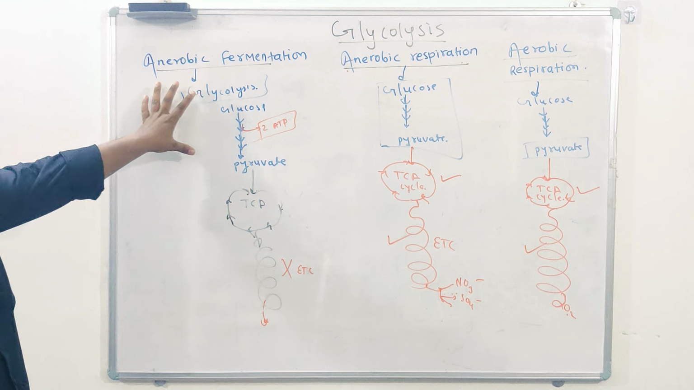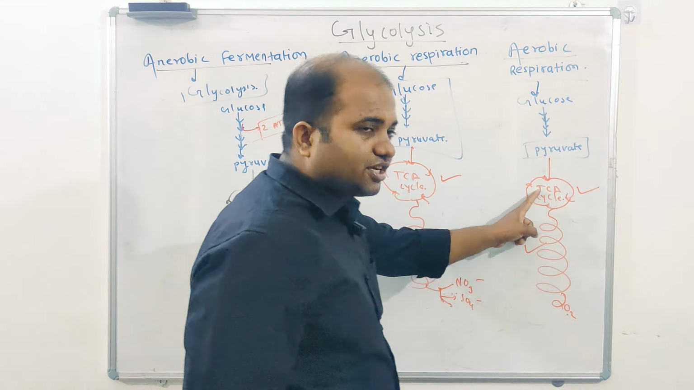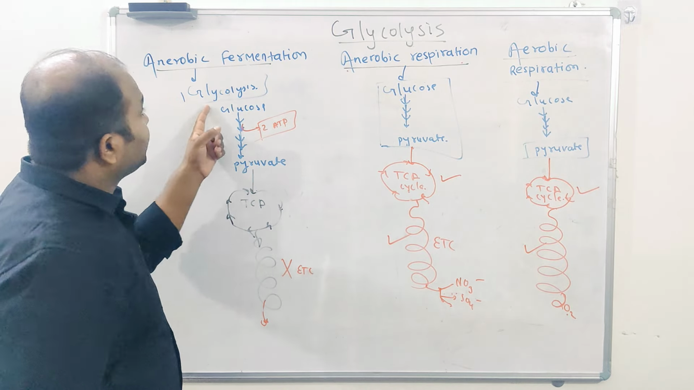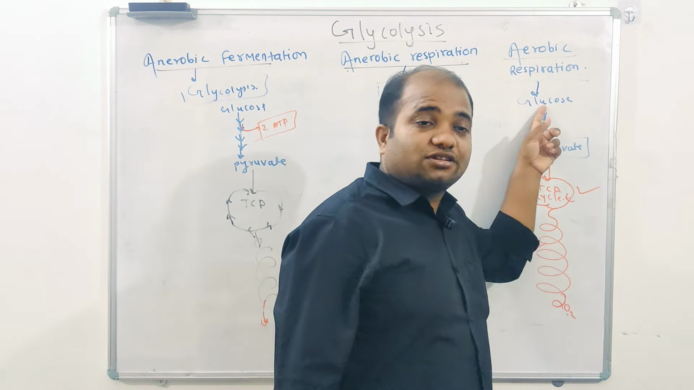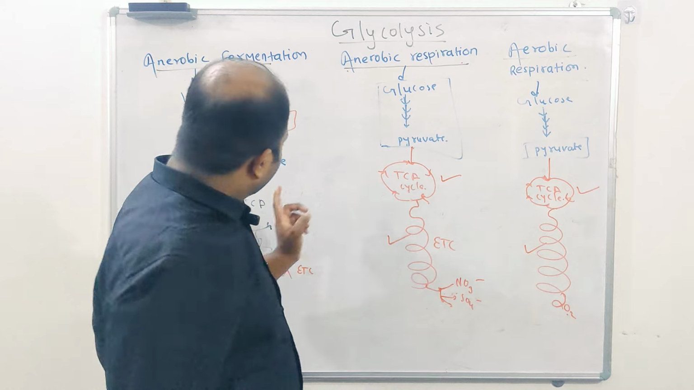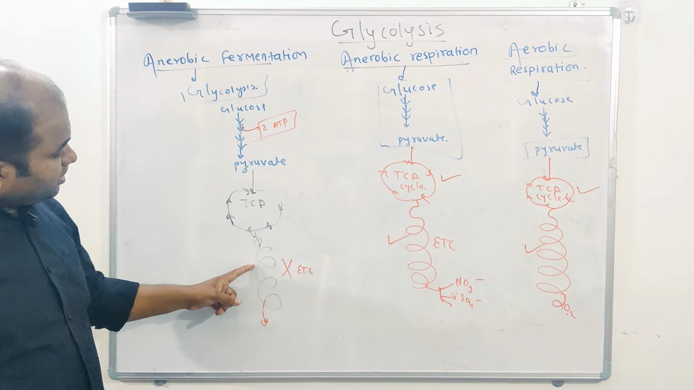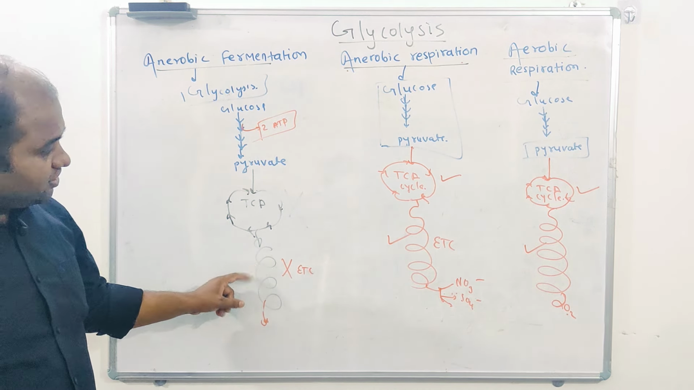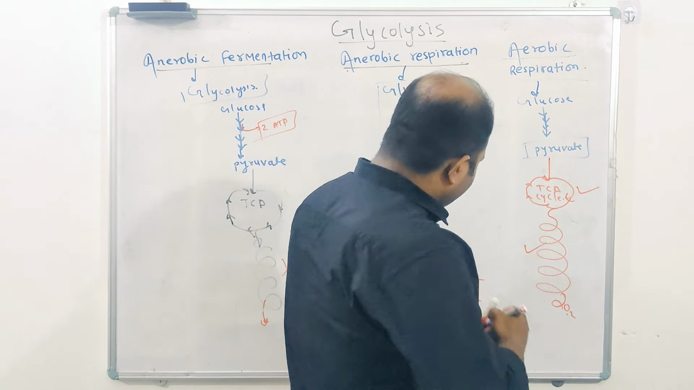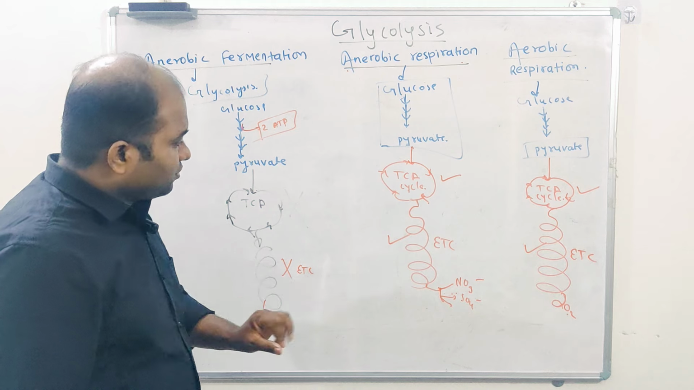So what is the major difference? Here TCA is absent, here TCA is present, here also TCA is present. Glycolysis is present in all the species, so it is a primitive metabolic pathway. Glycolysis is considered the primitive and most important metabolic pathway. Here the electron transport chain is absent, here the electron transport chain is present, here also it is present, right? I can write it here, ETC. Already this is absent, so no need to talk about this.